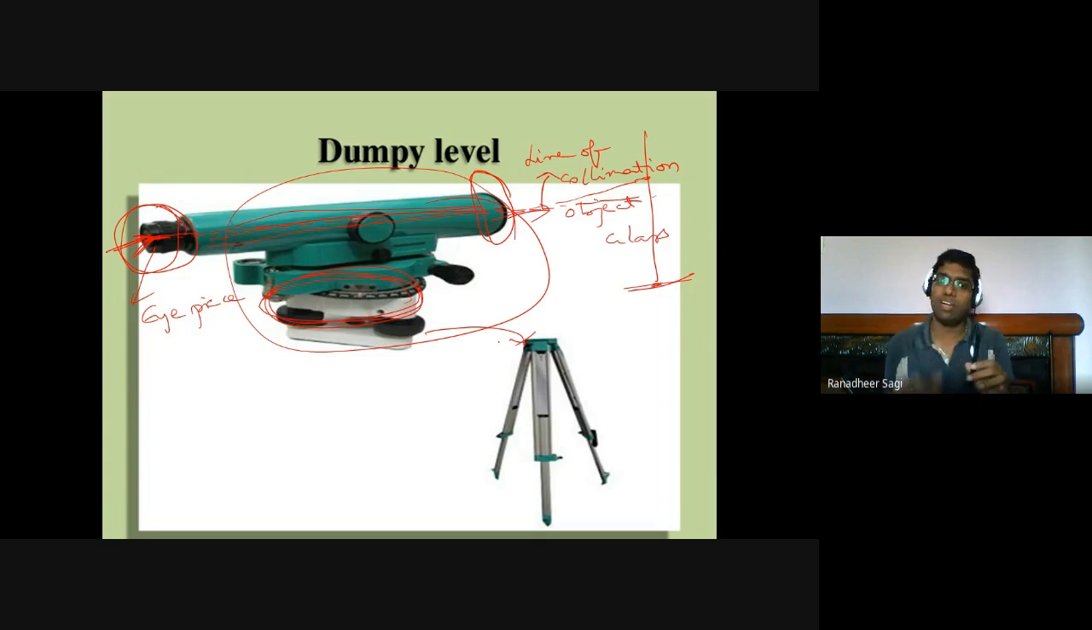It need not be a dumpy level. It can be any other level instrument. It could be a dumpy level or your tilting level or Y level or automatic level. So we get that level instrument, place it on the tripod, firmly fix that level onto your tripod, and we carry out some temporary adjustments and required permanent adjustments for that particular instrument, and then we go on to take your readings on the leveling staff by placing the leveling staff at different points for which you require your elevations to be determined.